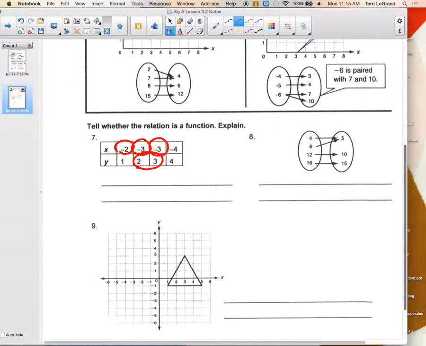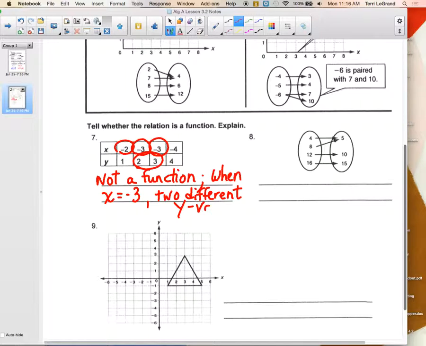So right there, it breaks down. It's not a function. So we're going to say not a function. This is a relation. It's still a relation, but it's not a function. It's still a set of ordered pairs. We're going to say when x equals -3, 2 different y values. It can't have that. It can only have one y value. It cannot have 2 different y values. So we're going to be specific. When x equals -3, there's a problem. There are 2 different y values.